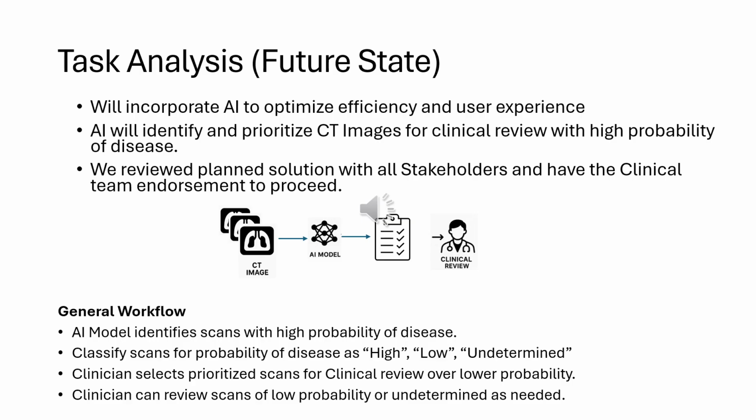The general workflow looks like this. AI model is going to identify scans with a high probability of disease. It will classify scans for probability of disease as high, low, or undetermined. Clinician will select the prioritized scans for clinical review over the lower probability, and the clinicians can review scans of low probability and undetermined as needed.